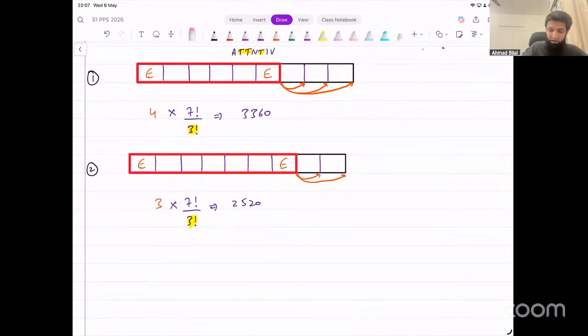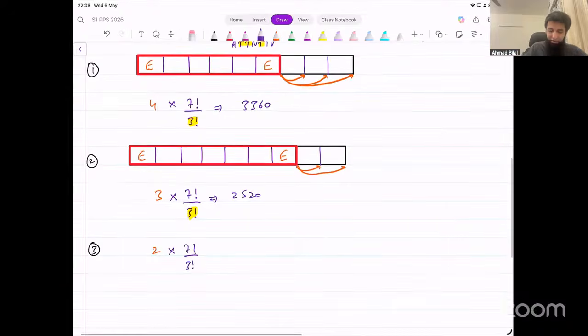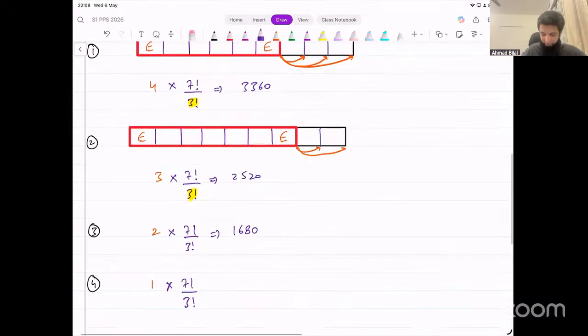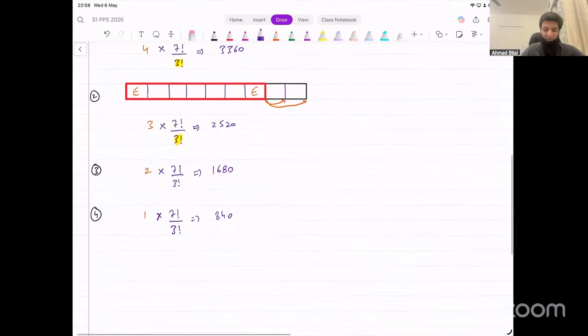If you follow the same pattern now, the next case is going to be 2 into 7 factorial over 3 factorial. And then the last case, that will just be 1 into 7 factorial over 3 factorial. What are these numbers? 1680 and then the next one 840. These are the 4 possible cases that we've got. You add up all of them and that will give you the result.